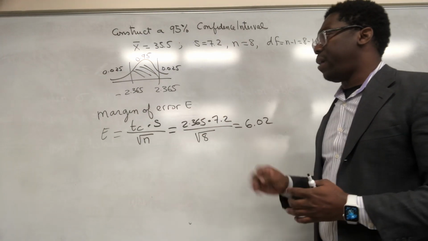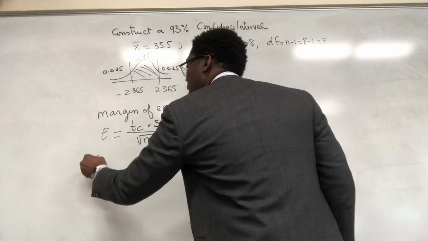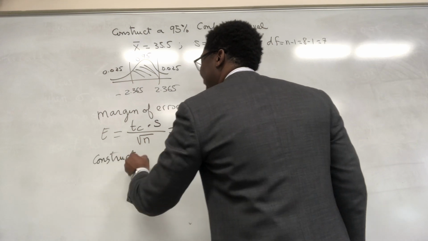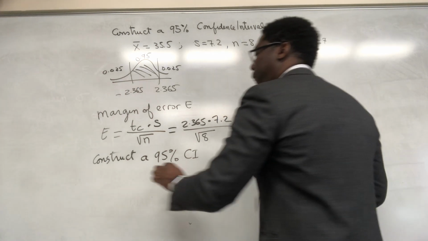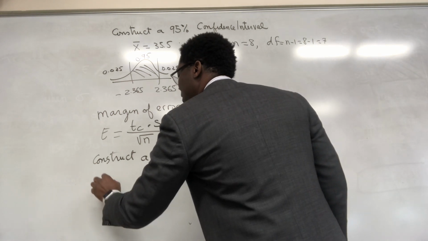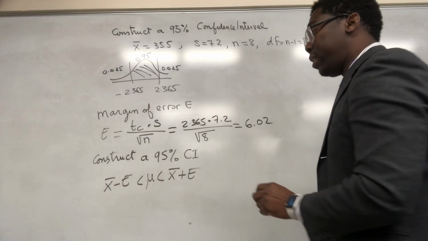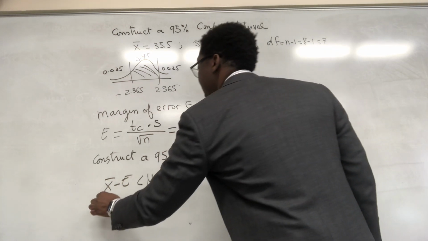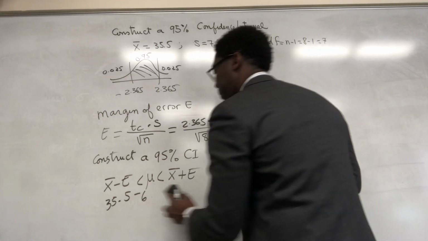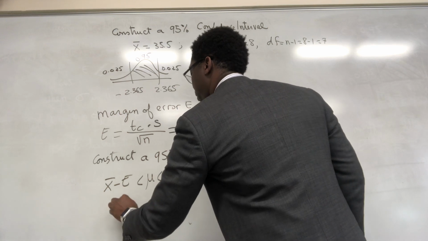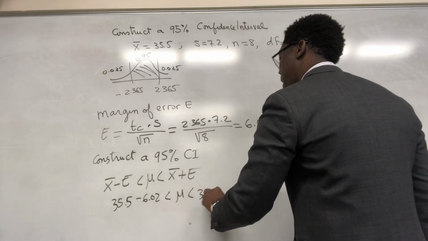Now, we know the margin of error. So the next step is to construct that 95% confidence interval. The formula to find it is simply add or subtract the margin of error from the sample mean. Because we know these two, we can just substitute. The mean of the sample is 35.5 minus 6.02, and then 35.5 plus 6.02.